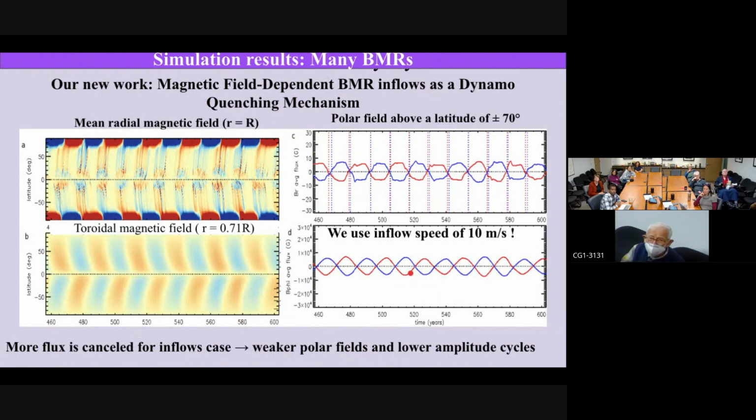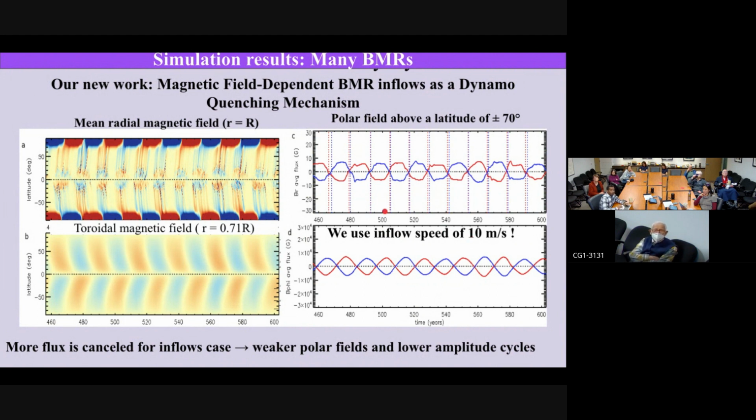Now our new work, which is the magnetic field dependent inflow as a saturation mechanism. What we did here is that we turn off the tilt angle saturation mechanism. Instead, we use the inflow as a saturation mechanism. All parameters are the same, and we use only 10 meters per second as inflow speed, but still the natural tilt angle, the Joy's law, is there.